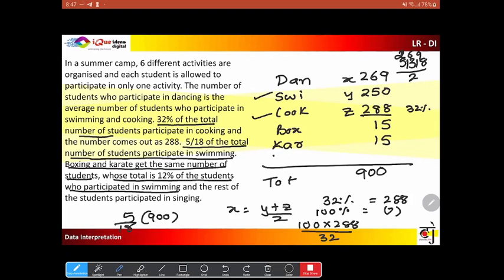So the only thing now left is singing. If you add up all these quantities and you subtract that sum from 900, those are the number of students in singing, which will turn out to be 63.